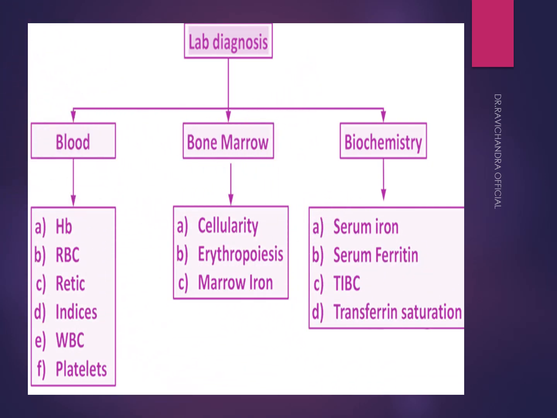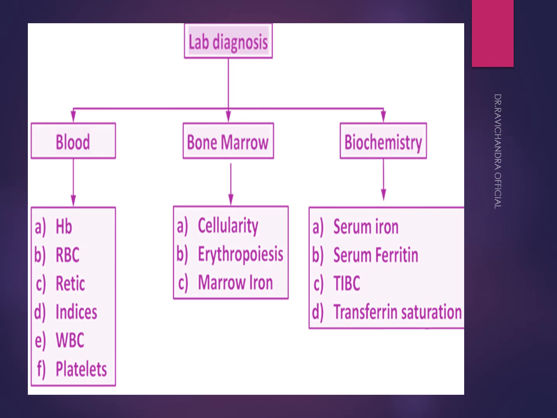With the completion of clinical features, we will come to laboratory diagnosis. Remember B, B, B. B for blood, B for bone marrow, B for biochemistry. To diagnose iron deficiency anemia, we have to check the blood, the bone marrow, and the biochemistry values. In the blood, we will check hemoglobin, RBC count, retic count, all the red blood cell indices MCV, MCH, MCHC. We will check the WBCs and the platelets.